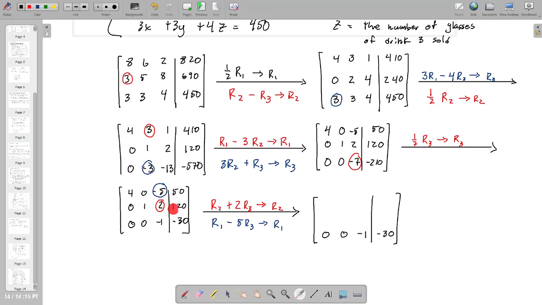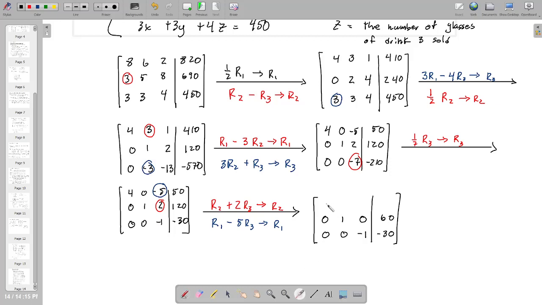So let's go ahead and do row 2 now. We do row 2 plus 2 times row 3. So 0 plus 2 times 0 is 0. 1 plus 2 times 0 is 1. And 2 plus 2 times negative 1 is 0. 2 times negative 1 is negative 2. 2 plus negative 2 is 0. Then we have 120 plus 2 times negative 30. Negative 30 times 2 is negative 60. 120 plus negative 60 is 60.